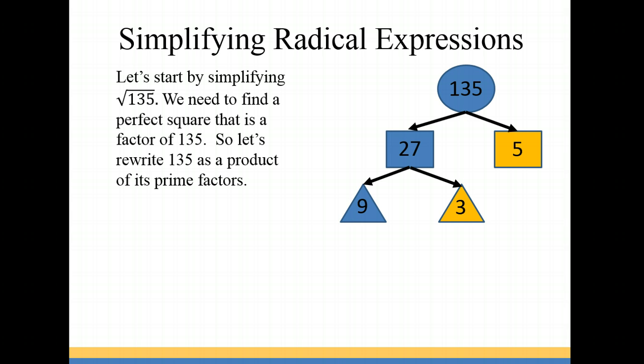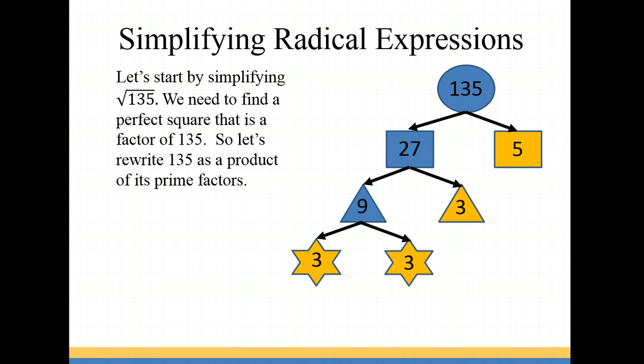So now we're going to work with the 27 and break it up as a prime number times another number. So a prime number that goes into 27 evenly is 3. 3 times 9 is 27. Since 9 is not prime, we're going to break that up as 3 times 3. So now we have the product of 3 times 3 times 3 times 5 is 135.